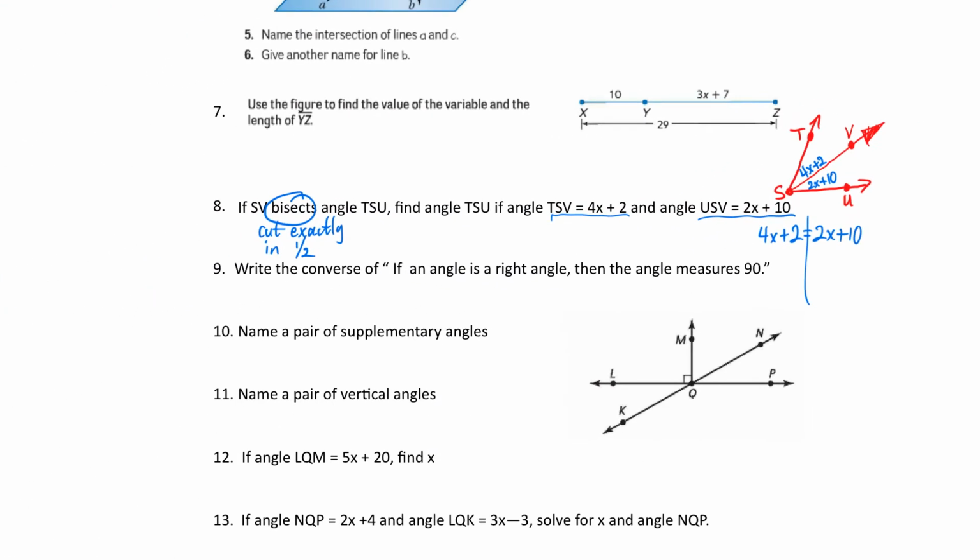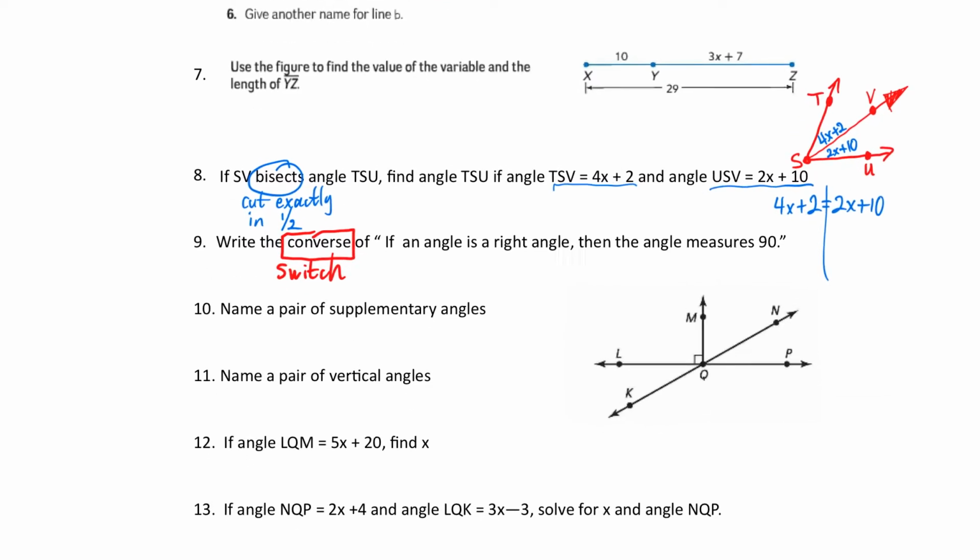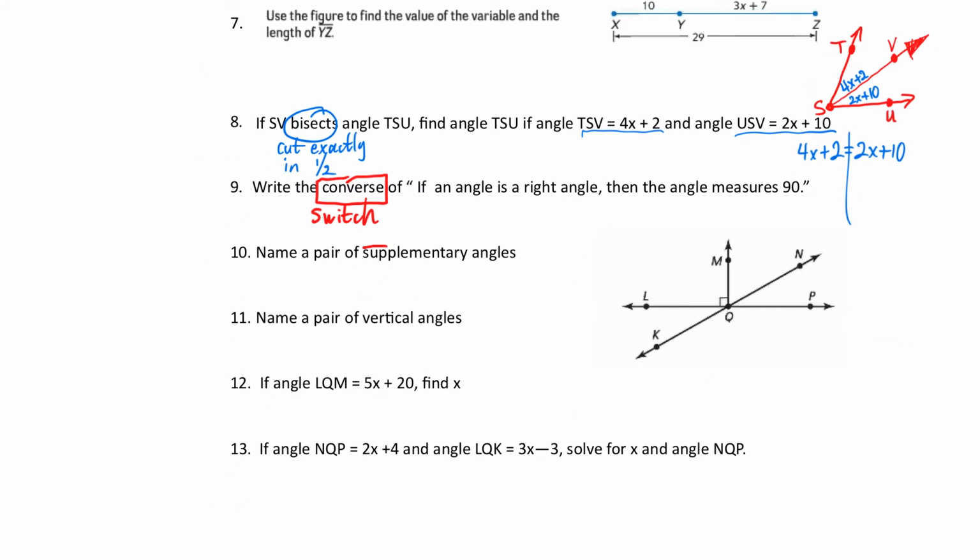Okay, next one says write the converse. What do we do in the converse? Remember, we have converse, inverse, and contrapositive. So in the converse, this is the one where you switch the hypothesis and conclusion. The inverse is when you make it say not. All right, what does supplementary mean? It means they add up to equal 180 degrees.